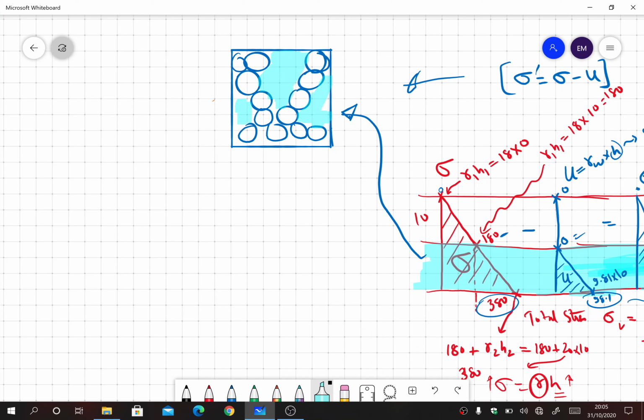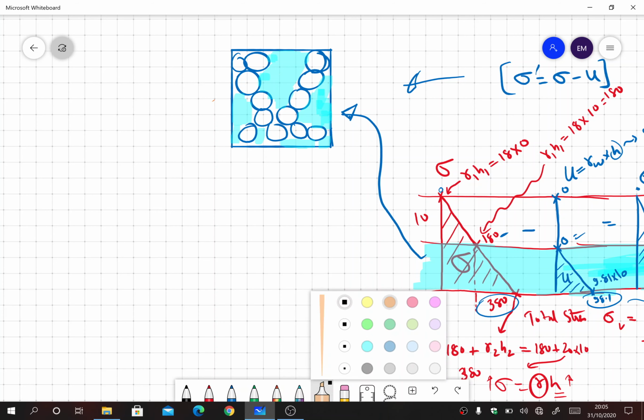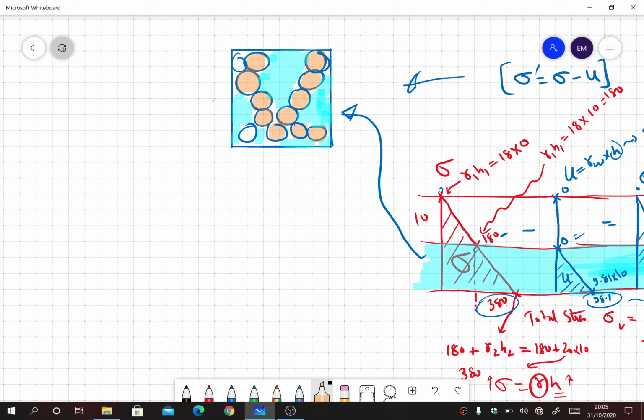So the circles that I'm showing are the solid particles, and the space, I'm not covering it properly, but you should understand that this void space is completely filled with water, and the circular portion is all soil. I'm coloring it in brown so that you have a clear idea of what I mean. So imagine that I'm applying a load. Let's say this is the load application area, and this is load P.